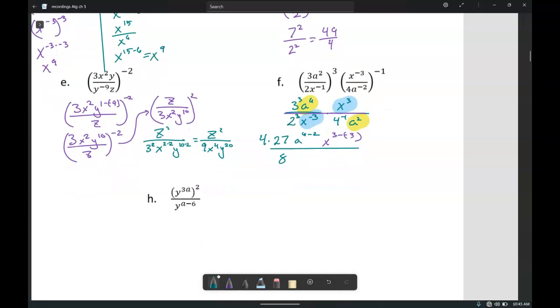So we can go ahead and simplify a little bit more. 4 over 8 reduces, so we have 27 over 2, a to the 4th, x to the 6th. This leaves us with 27, a to the 4th, x to the 6th over 2.